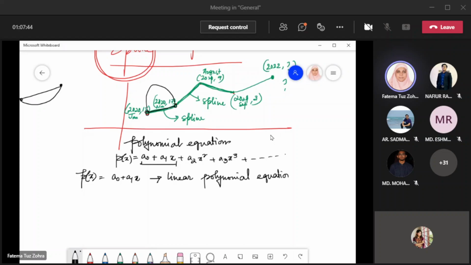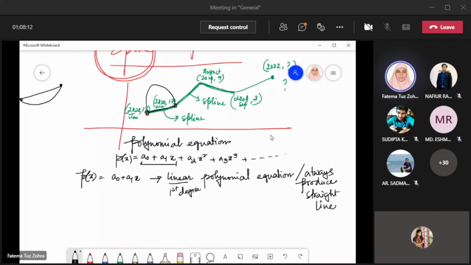Linear equation always produces what? A straight line. So when you are connecting two consecutive points with a linear equation, that means we are having a straight line. This is a first degree polynomial equation, linear or first degree, where the highest power of x is 1. So this is known as linear spline interpolation.